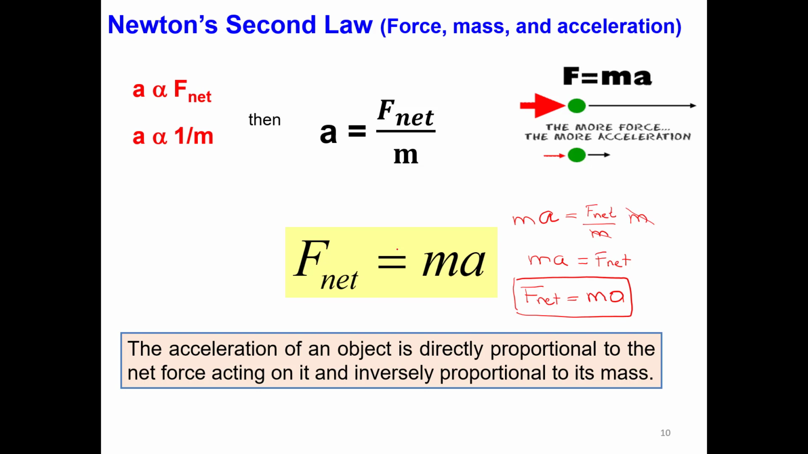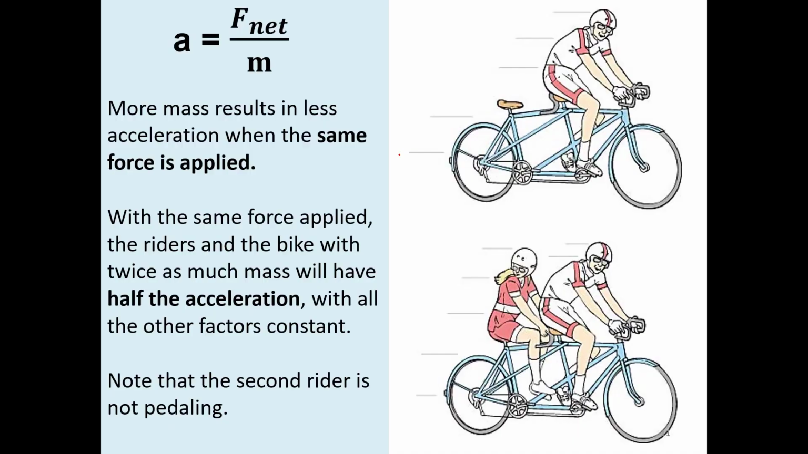Then Newton's second law says the acceleration of an object is directly proportional to the net force, but inversely proportional to the mass. Here in this example, this person is riding the bicycle. That person is applying some force, and that person is moving with some acceleration.